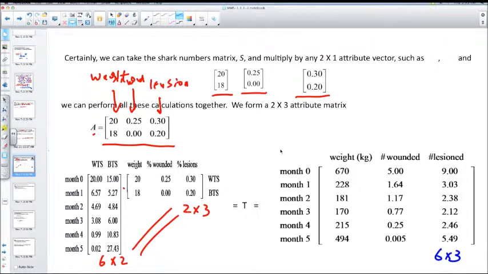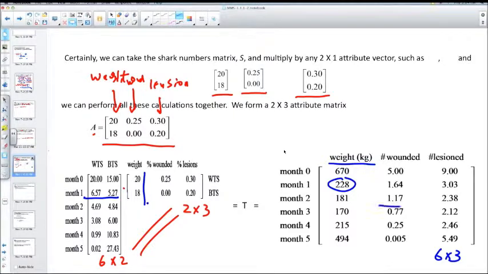Now we know how to do the multiplication. Let's pick a few elements to show you how you get them. This is second row, first column. Then you select the second row, first column. And what does this mean? 228. That's the total weight of sharks in the second month. So it's a dot product of the number of sharks with the weight distribution.